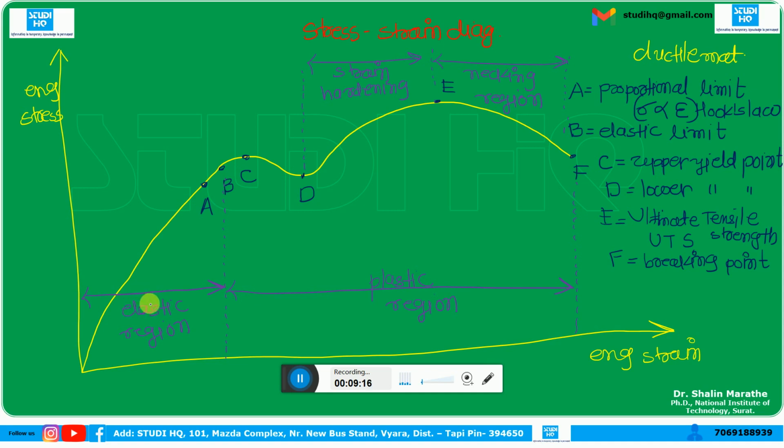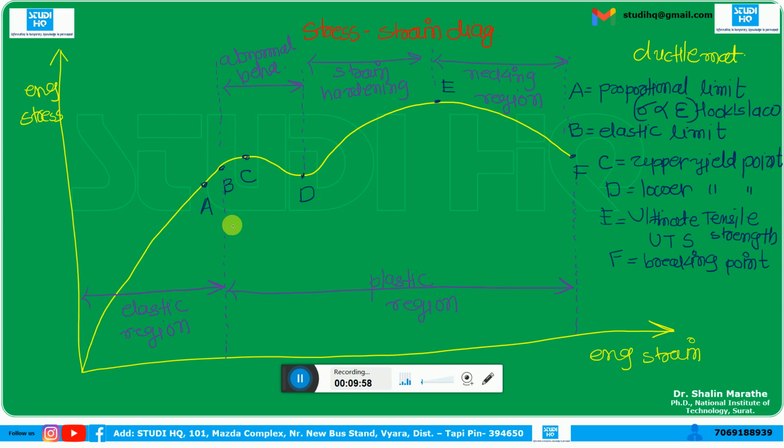So there are four main regions. One is the elastic region, one is the plastic region, then the strain hardening region DE, and then EF, that is the necking region. So in plastic region we have strain hardening region and necking region. This B to D, we get abnormal behavior of material.